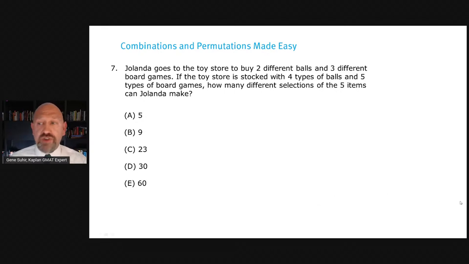Now, let's give you a couple minutes to try this one out too. Here's a hint. Deal with the balls separately, deal with the board games separately. And then think about at the end what you're going to do with those results. All right, I will say no more lest I give anything away. Good luck.